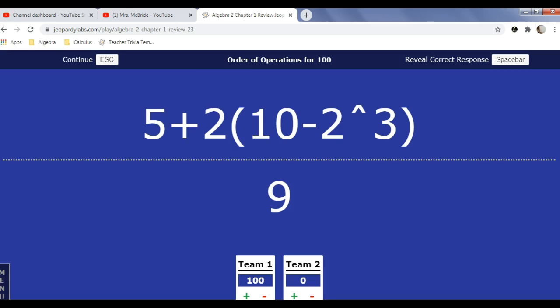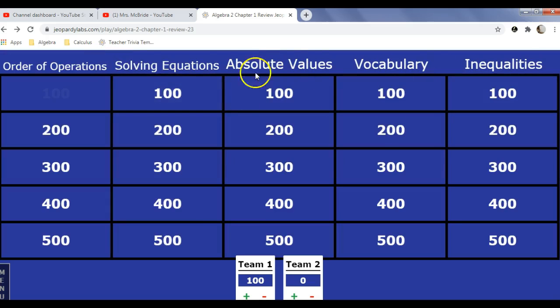Okay. Let's go with Robert and Isabel. So Isabel, your team got it correct, so you get to pick a column and a point value. Nope, that one has no batteries. That one has no batteries. There you go. Absolute value inequalities? Absolute value, 200. Okay.